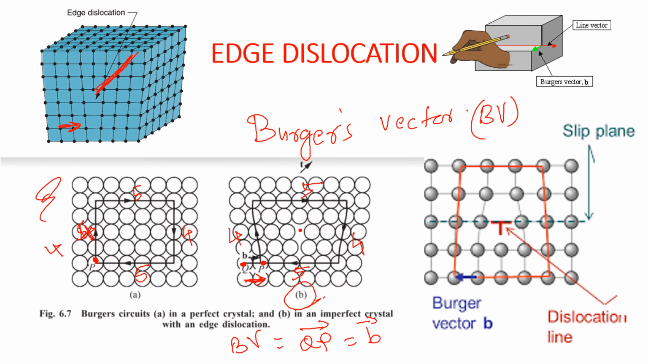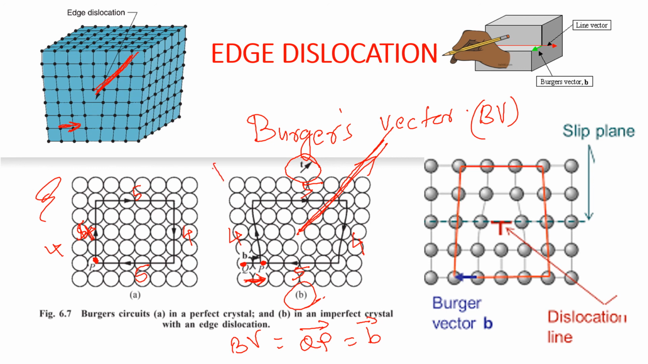While drawing the Burger's circuit, we can draw this clockwise. The Burger circuit we completed here in the clockwise sense. The direction of Burger's vector depends on the direction of the circuit, which can be clockwise or counterclockwise. To avoid this confusion, you can use a unit vector t. A unit vector is assigned to denote the direction of dislocation line. Here the dislocation line is the red line that I'm drawing. This is the dislocation line. So a unit vector t is assigned in that direction.